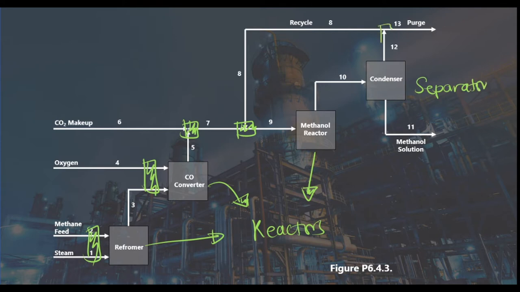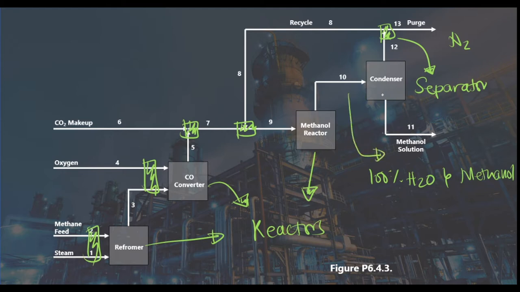And also in this junction, a separator, because in the problem we have N2 in the methane feed and we want to remove the N2 in the system to prevent accumulation. The N2 will be going out in the purge, all of the N2. And 100% of the H2O and the methanol from stream 10 is completely removed by the condenser and will be going out condensed and cooled in the condenser and will be going out in stream 11.